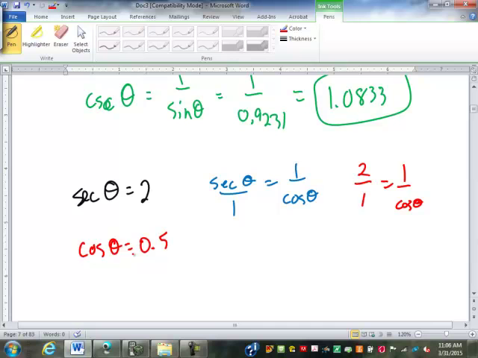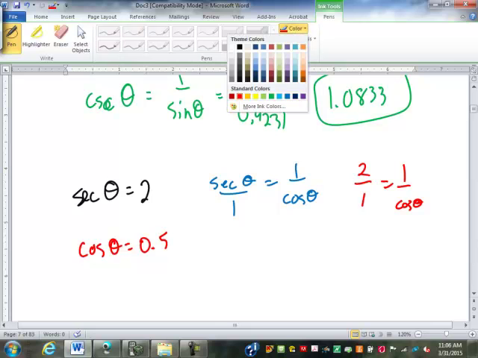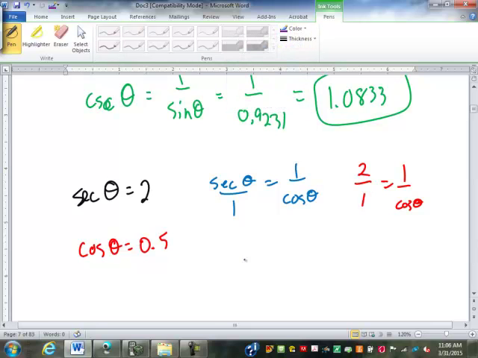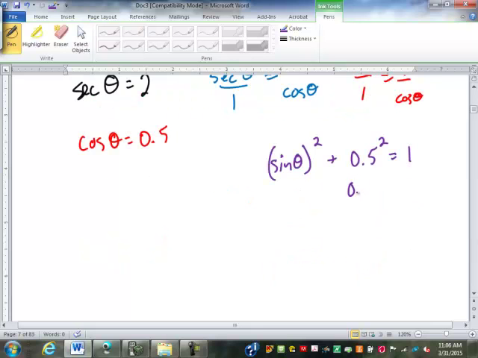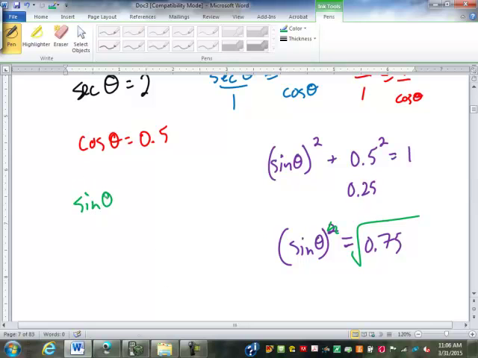Can I find the sine now? Say yes. Once I have the cosine, how do I find the sine? Sine squared plus cosine squared, so the cosine is 0.5 here, has to equal 1 squared, or 1. Well, 0.5 squared is 0.25. So this is saying that the sine squared, if I subtract 0.25, is 0.75 now. And then I'm going to square root. So the square root of 0.75 is 0.866.